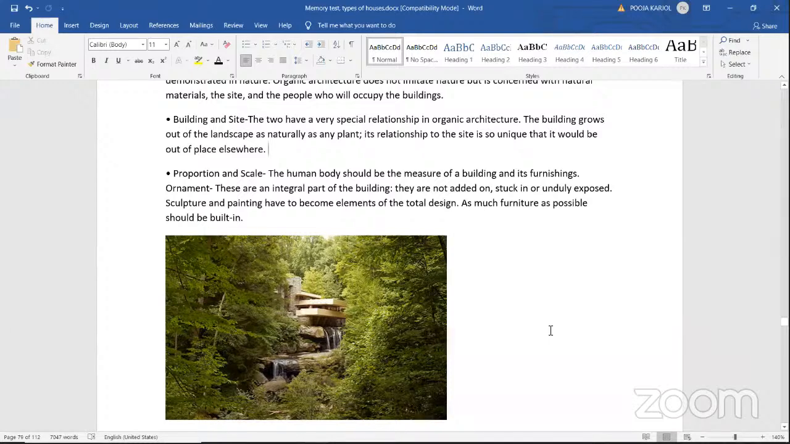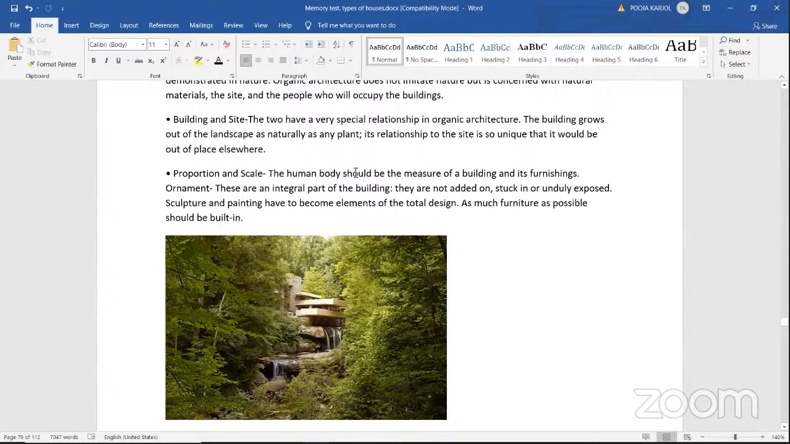Falling Water. Correct. They're saying, if you see the house in its natural habitat as we are seeing it, the stones on which it is built, the stones that they use, it looks as if it has grown out of the nature. That is the key feature of organic architecture.